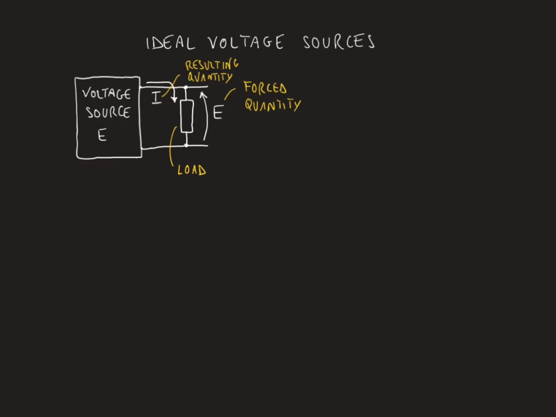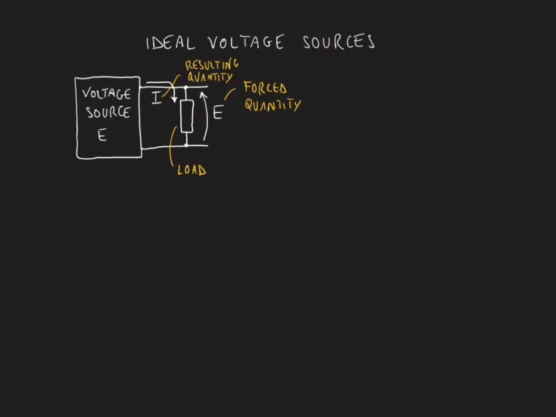Note that according to the passive sign convention, the power dissipated by the load is positive, while according to the active sign convention, the power provided by the voltage source is positive.